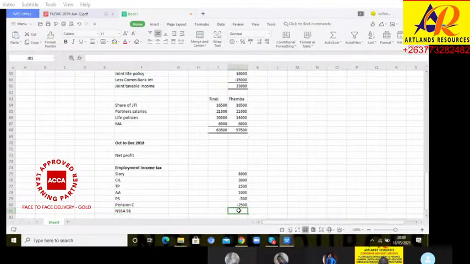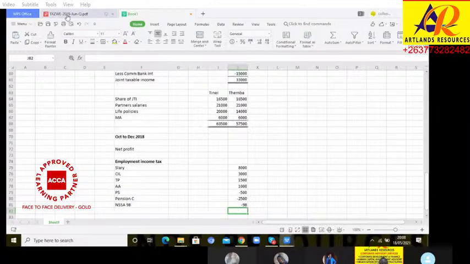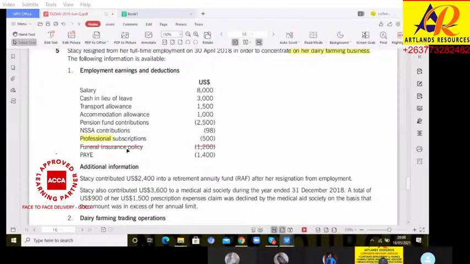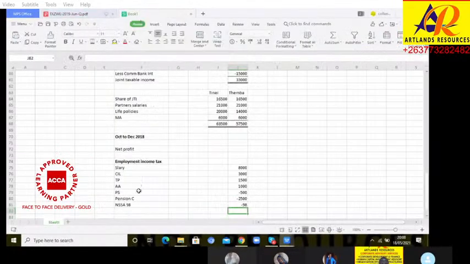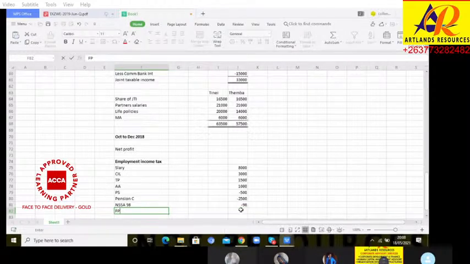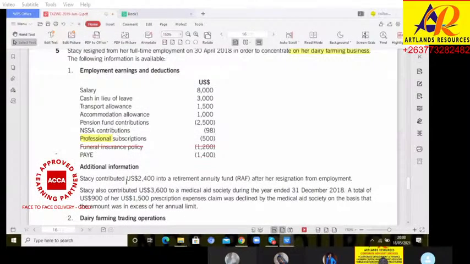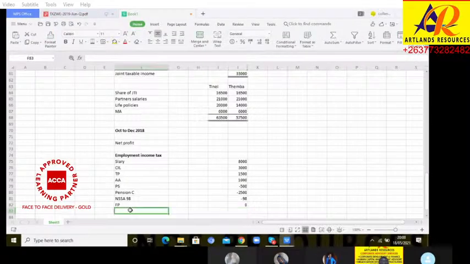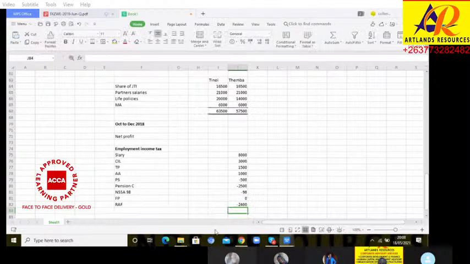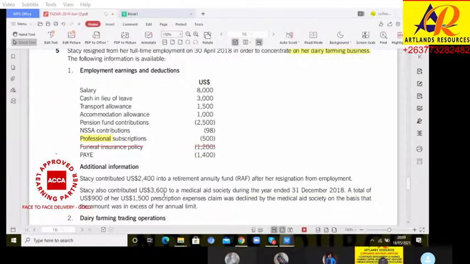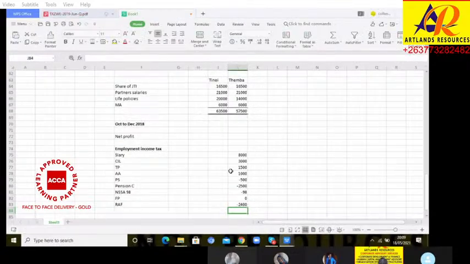You know, in an exam you have already passed this paper with where you are so far. And then funeral policy, put a zero there. And then what else? RAF contributions 2.4. And then I'm sure that's it. That's it from farming. Okay, are you not seeing it's easy if you know your stuff? You need not panic, just be confident with your stuff there.